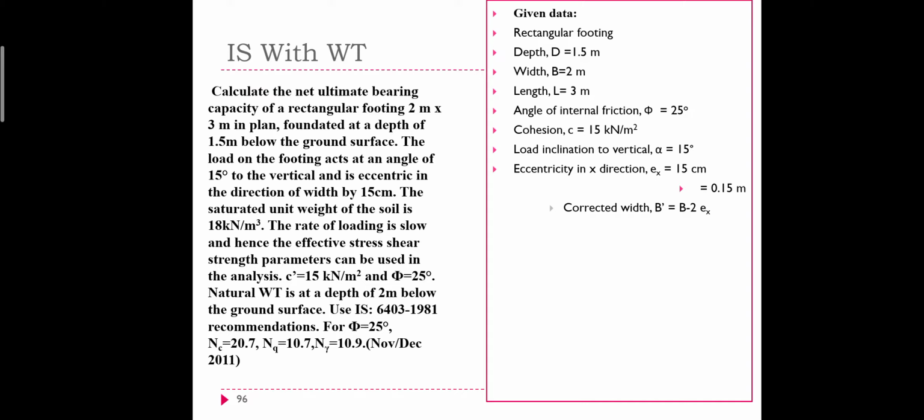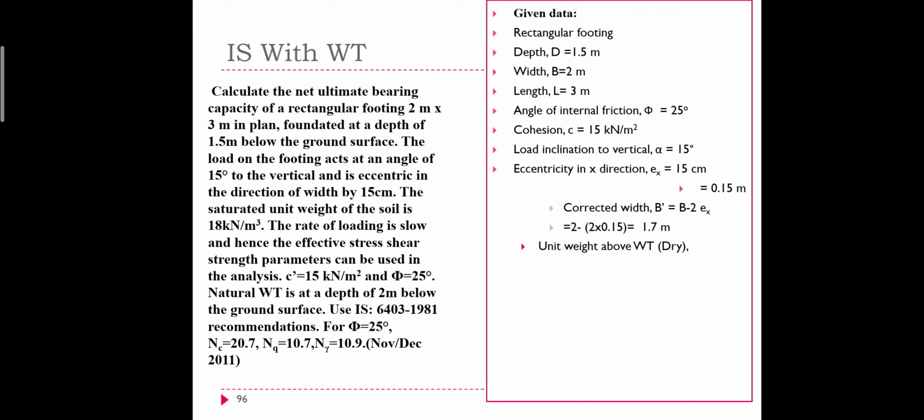Here, since it acts in the width direction, we put B dash is equal to B minus 2ex. L will remain as it is, we will not change L, because eccentricity is acting only in the x direction here. If it is acting in the length direction, then we find L dash and keep B as it is to solve, keep it in mind. So here B dash is equal to B minus 2ex. So effect of eccentricity, 2 minus 2 into the eccentricity given, 0.15, will give you 1.7 meter.